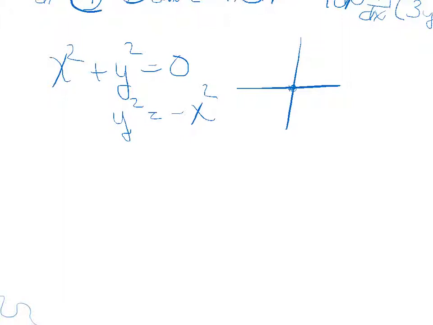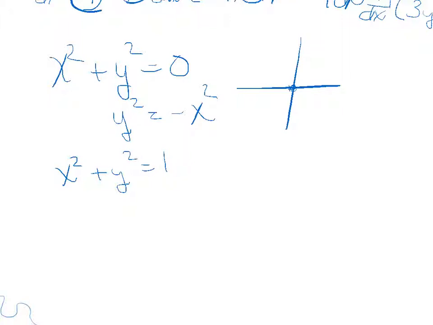Graphically, you just have a point. All right, let's think about x squared plus y squared equals 1. We have a point at 1. Okay, this is actually the graph of a unit circle.